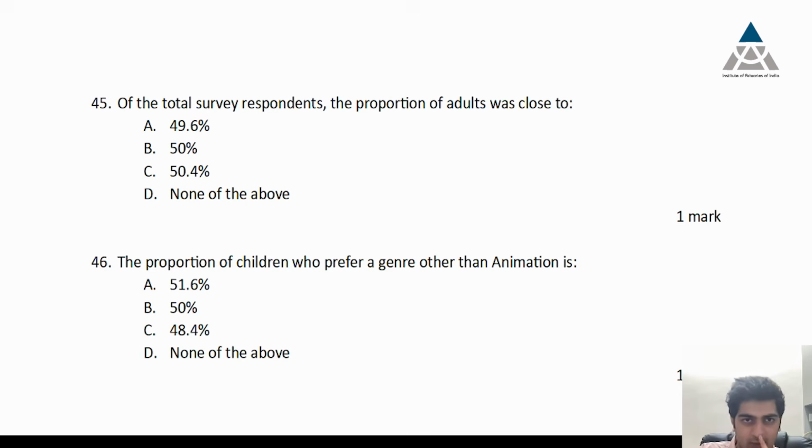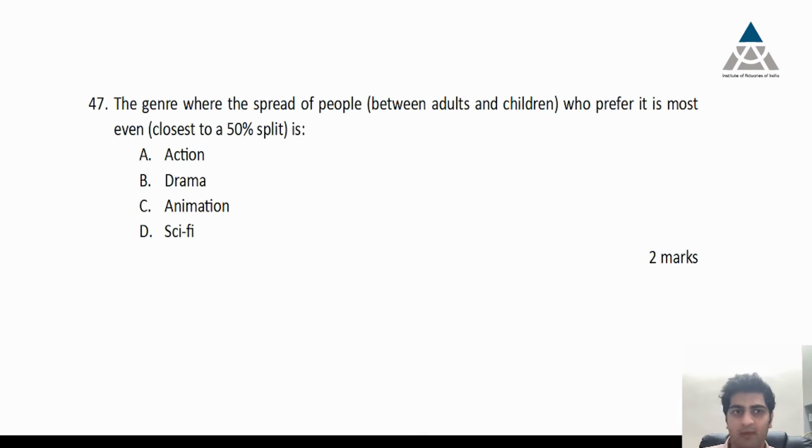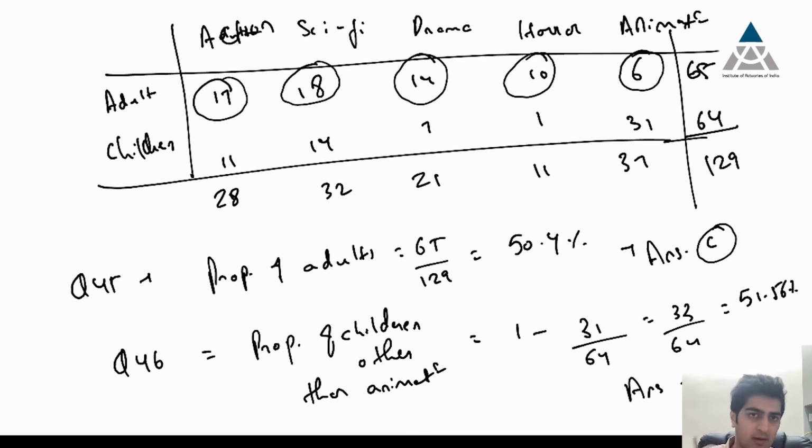So that was question 45 and 46. We have one more question on this particular one. The genre where the spread of people between adults and children who prefer it is most even is, so like you have almost equal number of adults and children preferring that genre. That's the question. So the closest to a 50-50 split type of thing.